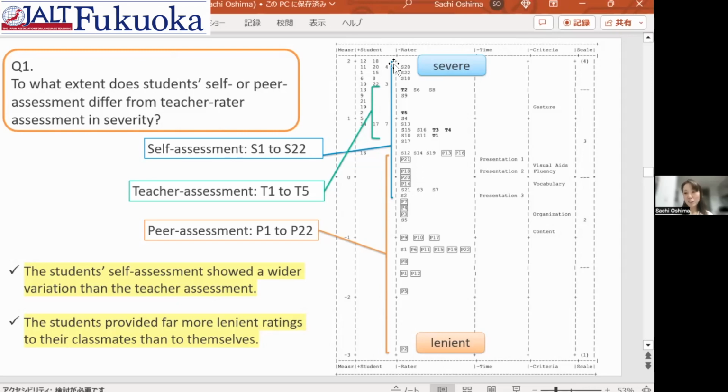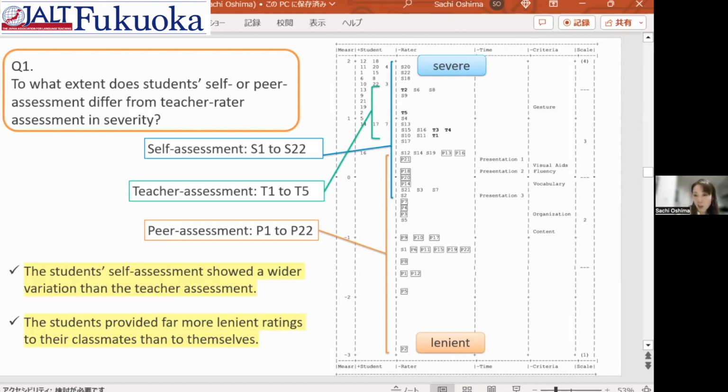However, the teacher assessment and peer assessment have clear differences. And so this is one of the key points the teachers should be careful about. Teacher's assessment cannot be replaced by peer assessment. This is one result.